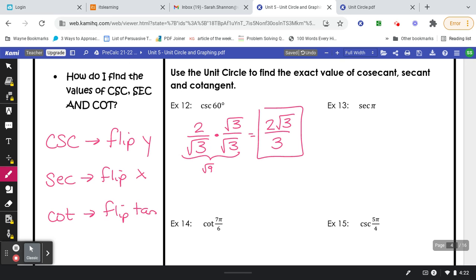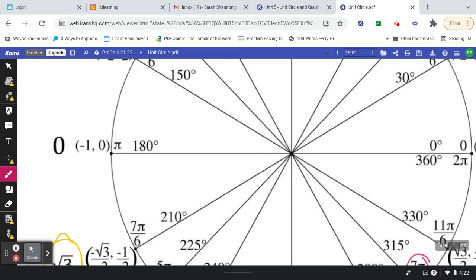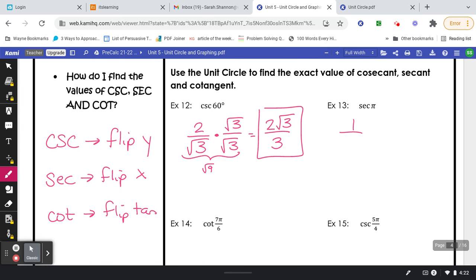All right, secant of pi. So we're going to flip the x value at pi. So let's go to pi over here. There's pi. We're going to look at the x value, and we're going to flip it. So anytime you have a whole number, remember, you can always make it a fraction by putting a 1 underneath it. And I like to do that because now I can actually have two numbers to flip. So I end up with 1/-1. And that's pretty easy. That just divides out to be a final answer of -1.